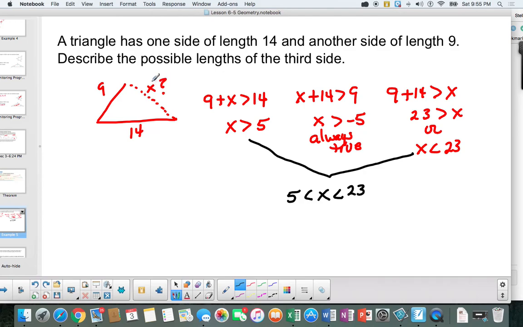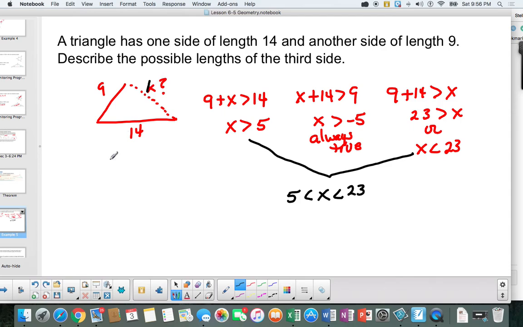Like, let's test the value 6. So we can see 9 plus 6 is more than 14. These two are more than 9, and these two obviously are more than 6. I'm going to undo that, pick another number in between here. I'm going to pick 15. You can see these two add up to more than this, these two add up to more than this, and these two add up to more than this, so that works.